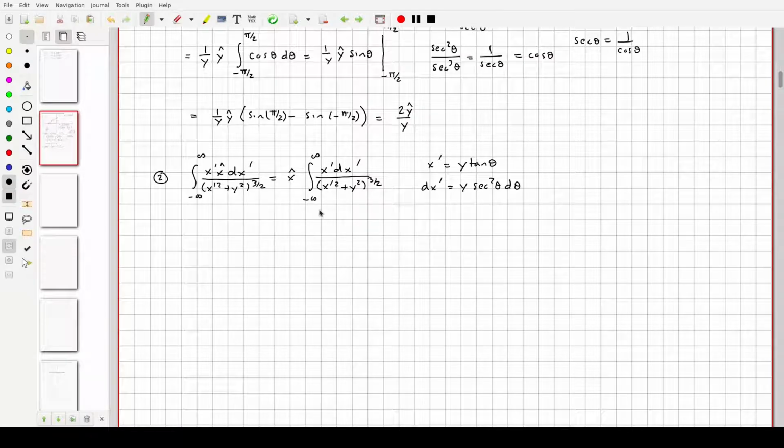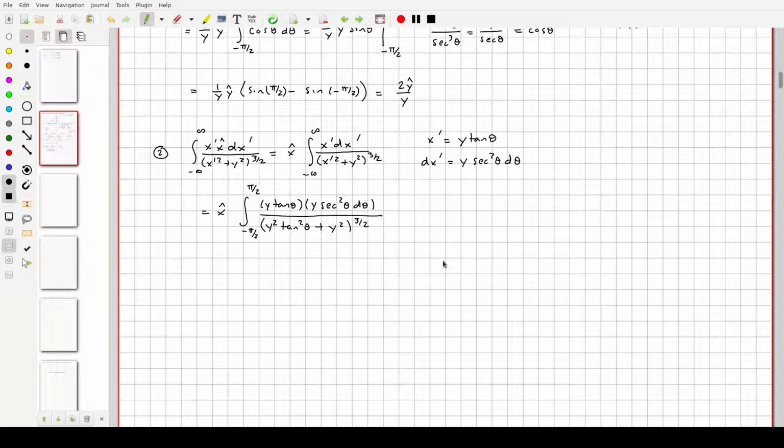So when I do that, my integral here looks like the following. Remember, our limits of integration have changed to minus pi over 2 to pi over 2. x prime is now y tangent of theta. dx prime is y secant squared of theta d theta. And in the denominator over here, just like before, we have y squared tangent squared of theta plus y squared, raised to the 3/2 power.